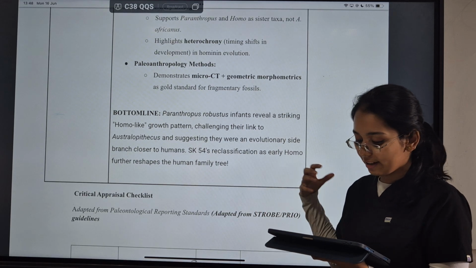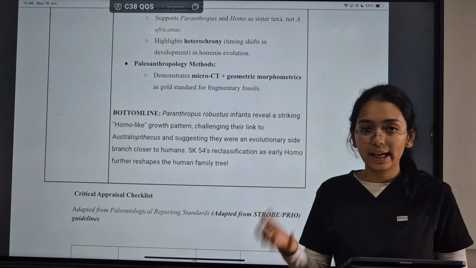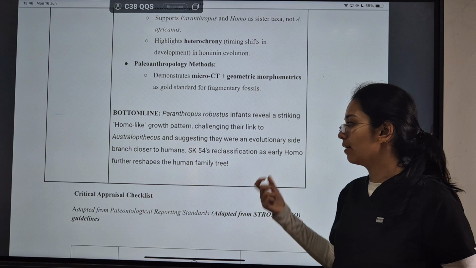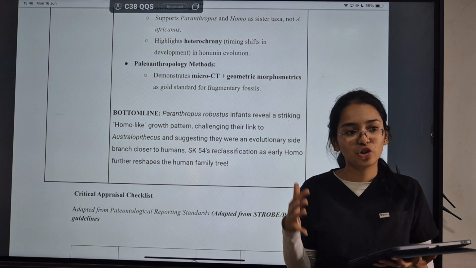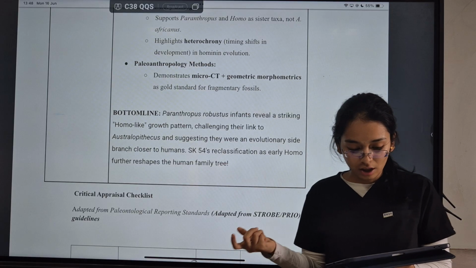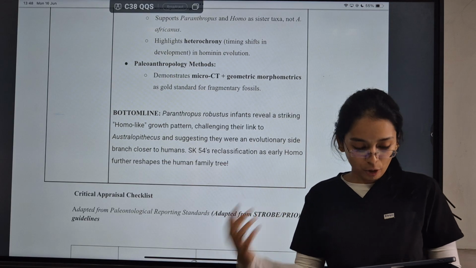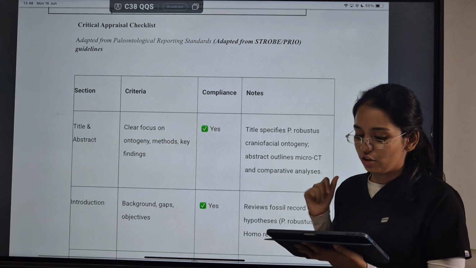The bottom line for paleoanthropology is that P. robustus reveals a striking Homo-like, that is human-like, growth pattern, challenging their link to Australopithecus and suggesting that they were an evolutionary side branch which is actually closer to humans. So STF prefers reclassification as early Homo, which can further reshape the human family tree. So this is the checklist.